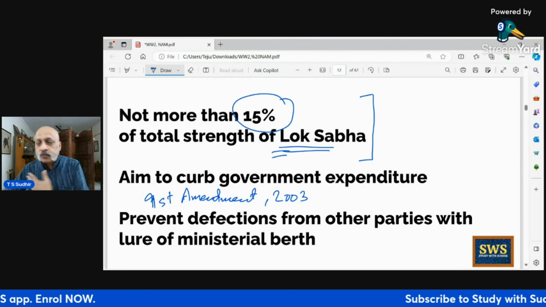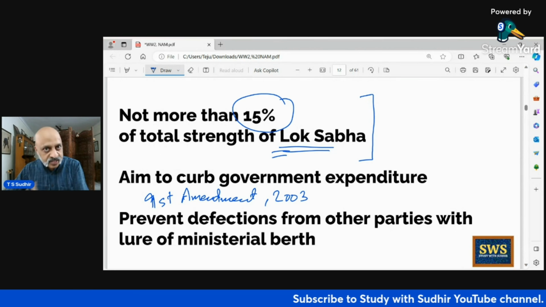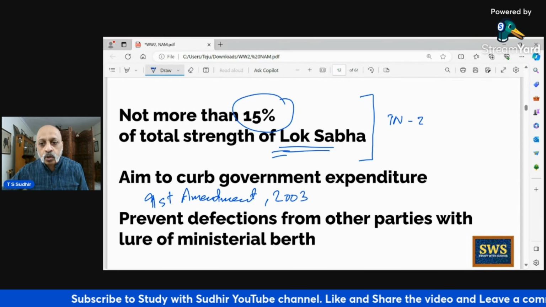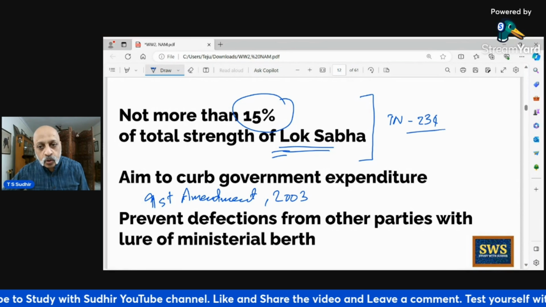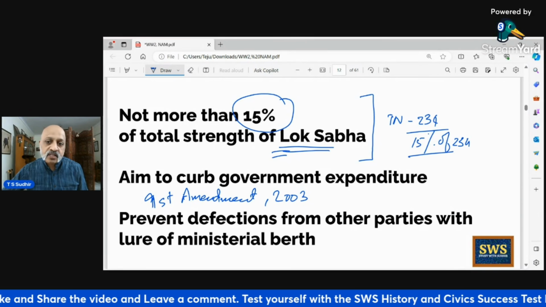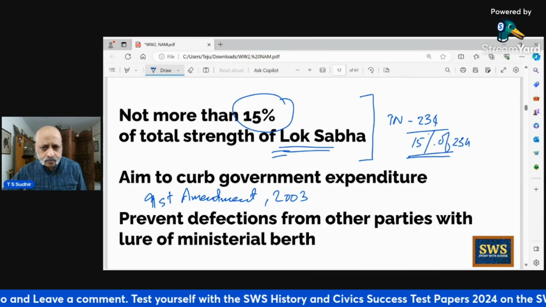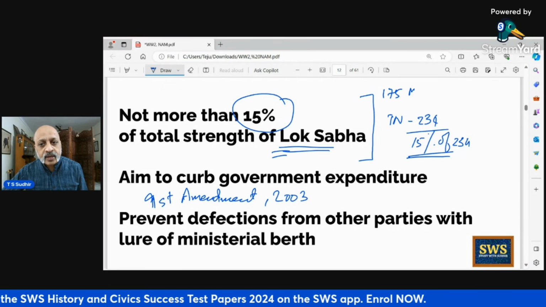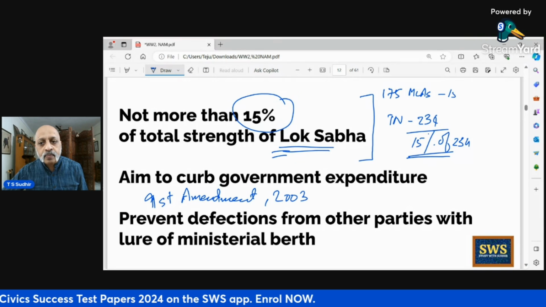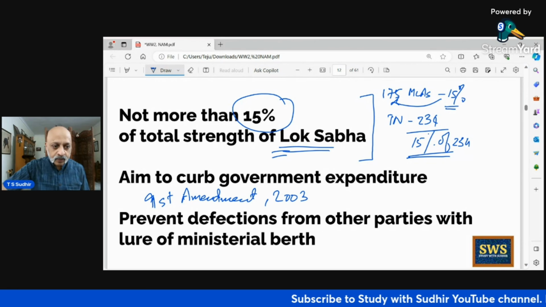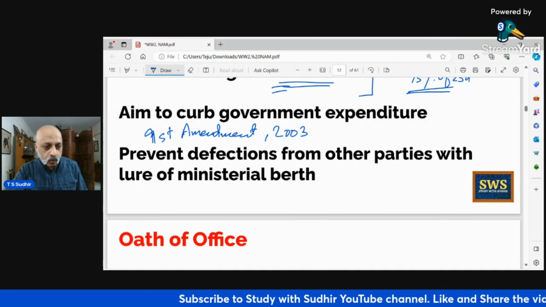Similarly, in the case of the states, whatever the strength of the state, for example, Tamil Nadu, whose example I just took, there are 234 MLAs. So it will be 15% of 234 who can be ministers. For instance, let's take another example. Andhra Pradesh has 175 MLAs. So the size of the Council of Ministers cannot be more than 15% of 175. So that is the ceiling. I hope this is clear. Then, okay, that is done.